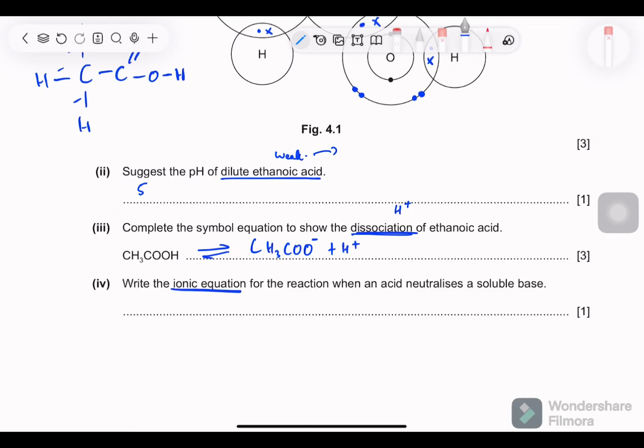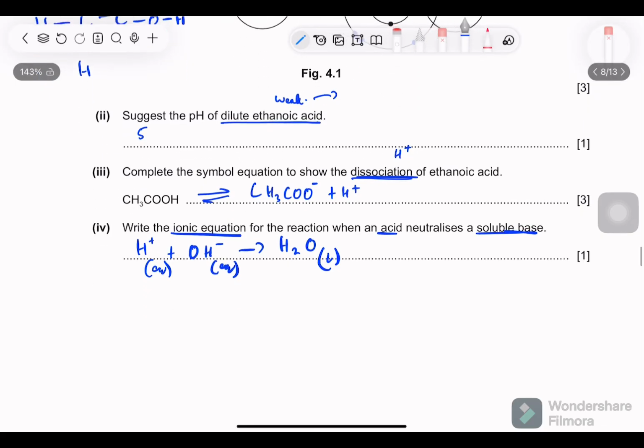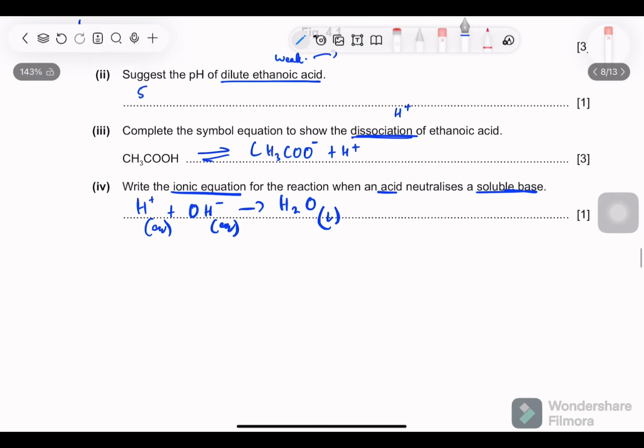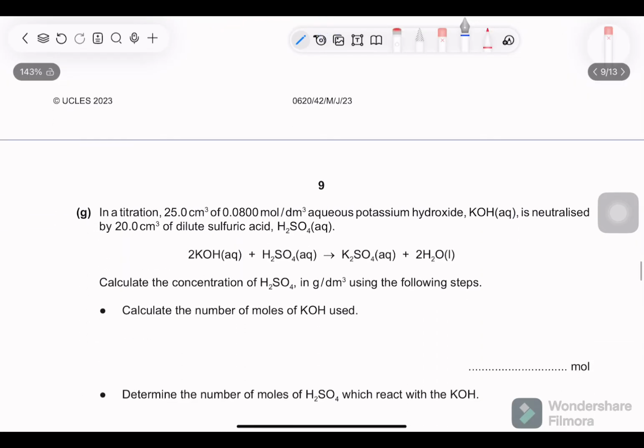Next, write the ionic equation for the reaction when an acid neutralizes a soluble base. This is always the same. You don't have to use a specific acid. This will always remain the same. H plus and OH minus ions will form a water molecule.